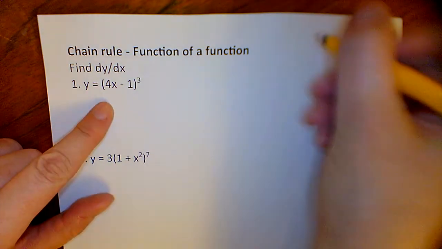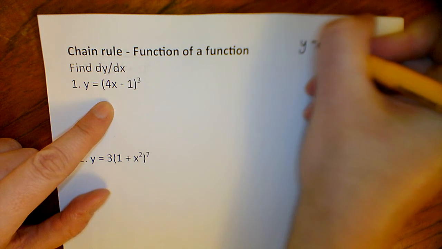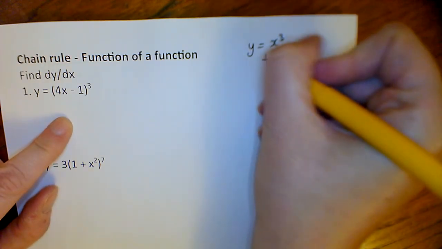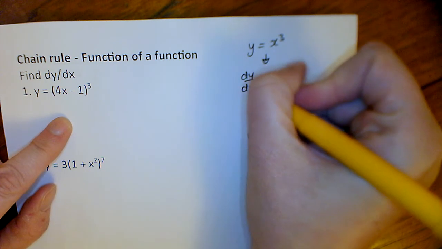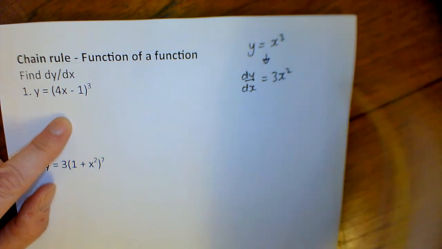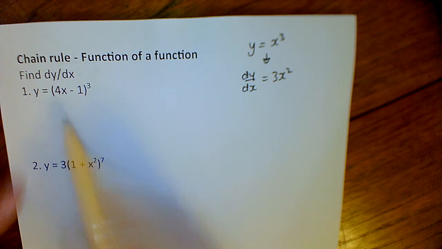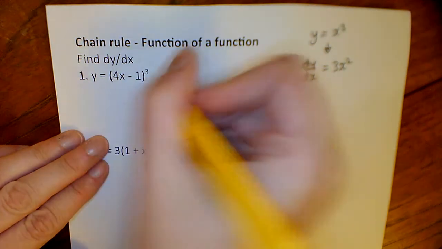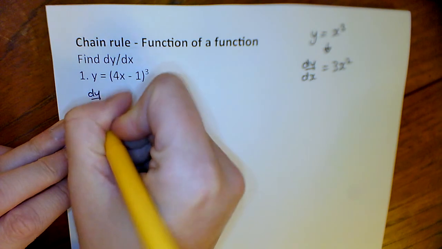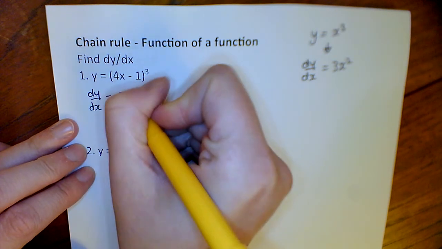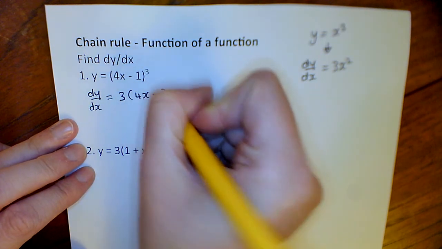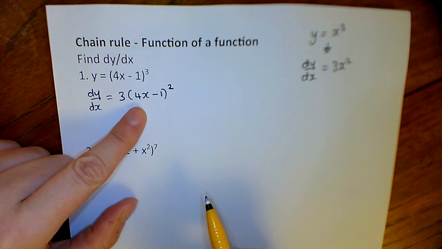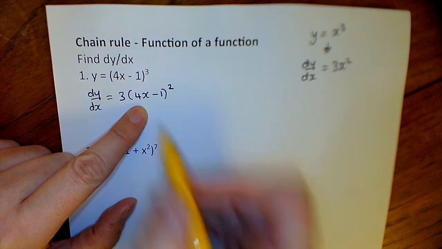Okay, now if you consider, if we had just y equals x cubed and we had to differentiate that, you would get 3x squared. We do basically the same with these questions. So dy by dx is 3 upon 4x minus 1, and then take 1 away, squared. The only difference is now we have to differentiate what's inside the bracket.